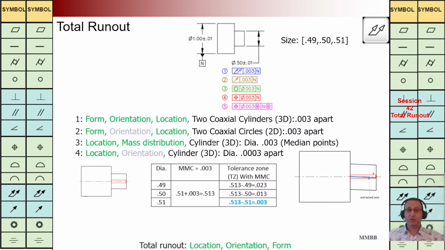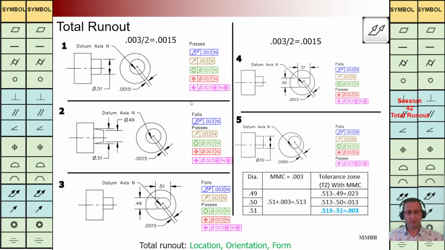Today we're gonna talk about total run out. Last session we compared these 5 different cases, and today we are going to investigate more about these cases. Let's see this slide. In case 1, let's consider we have an off-center of 0.015 and the form of this cylinder is perfect. It means we are going to satisfy all conditions as they are listed here.